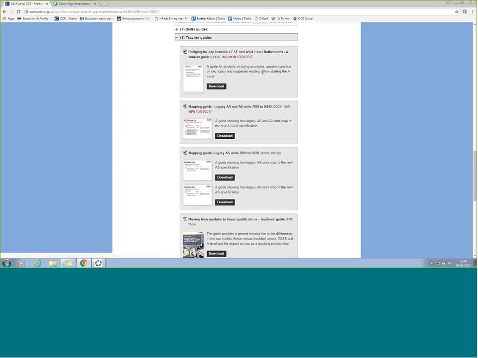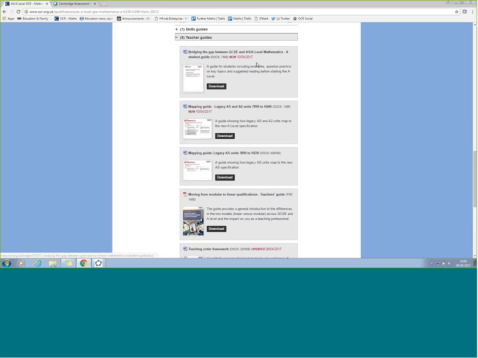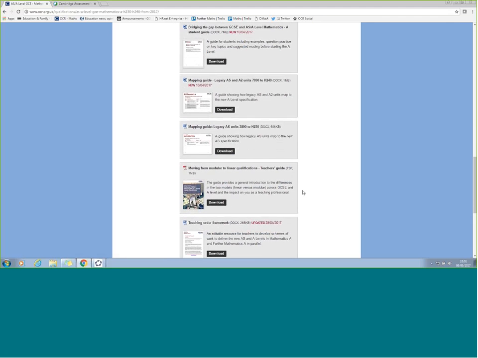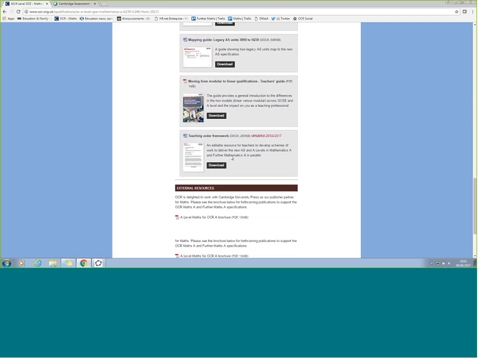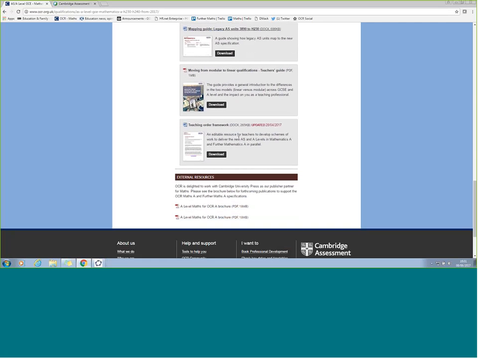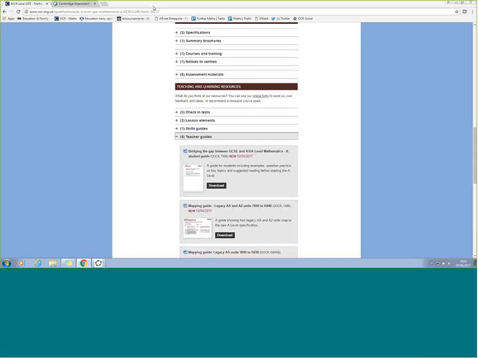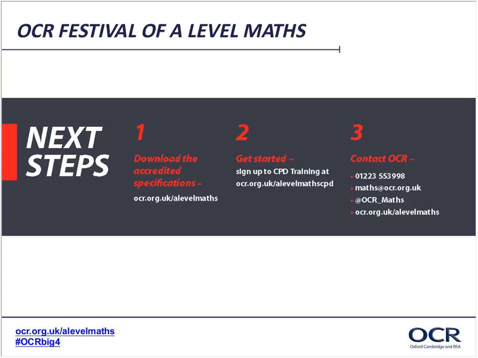This is where you can find the superb bridging the gap guide for GCSE and A-level, which a developer has written based on something that his school does, and the various mapping guides and the teaching order framework that I mentioned. So that's where to find things. That's now, of course, recorded, so you can always come back to this recording to find them. Okay. So if there are any more questions, do please fire them off.